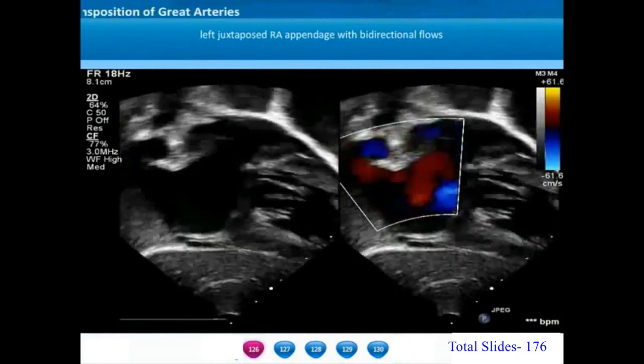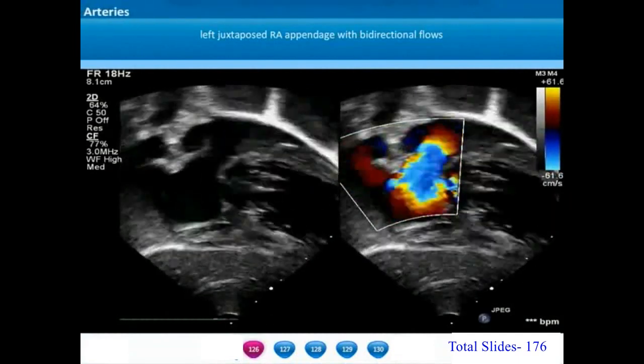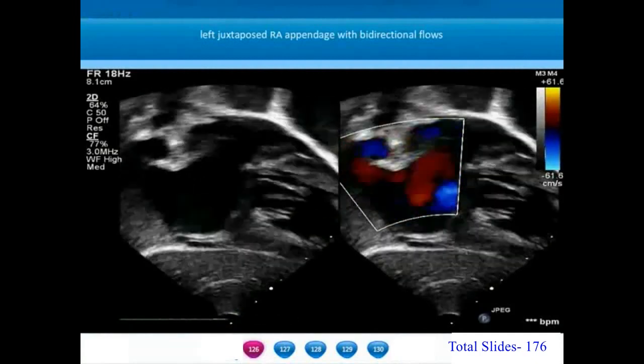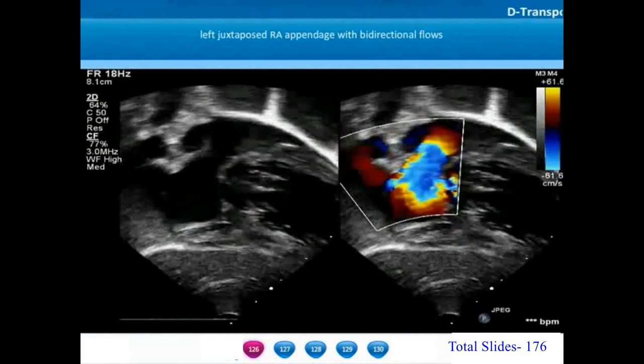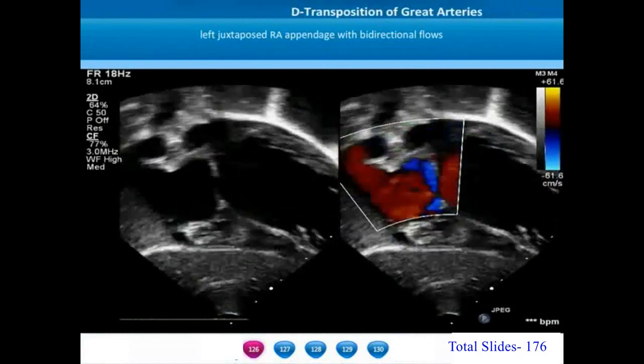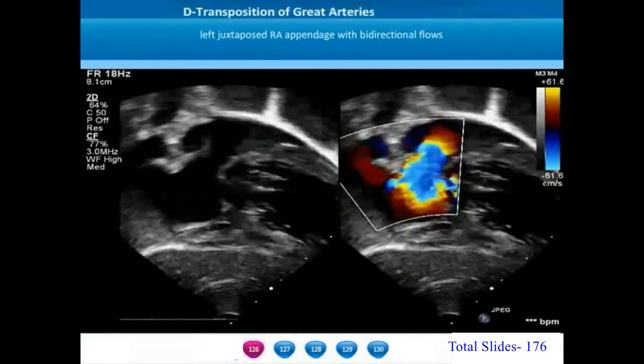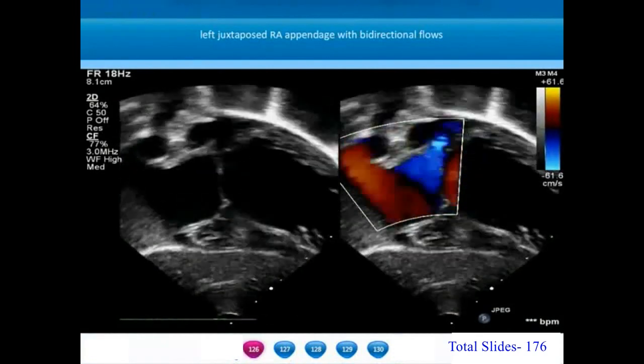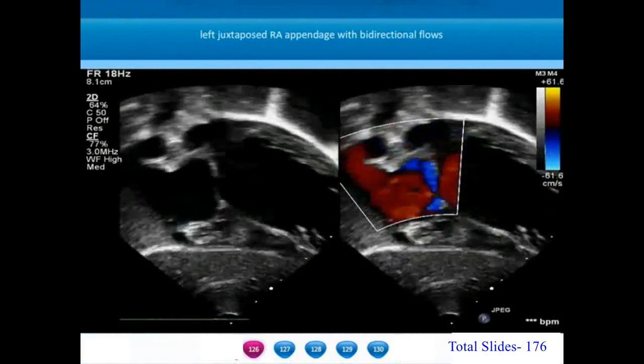If you don't recognize this abnormality, the septostomy balloon catheter may be passed in from the right atrium into this left juxtaposed right atrial appendage and subsequently inflated and pulled back. This will just result in laceration of the left juxtaposed right atrial appendage, causing injury to the heart. We need to identify this abnormality before a balloon septostomy.